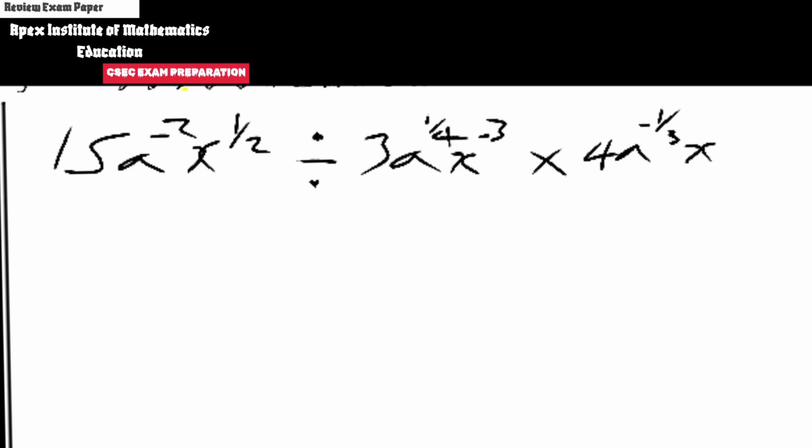All right, so here we go. 15a raised to the negative 2 x to the half divided by 3a to the quarter x to the negative 3 multiplied by 4a to the negative third x.